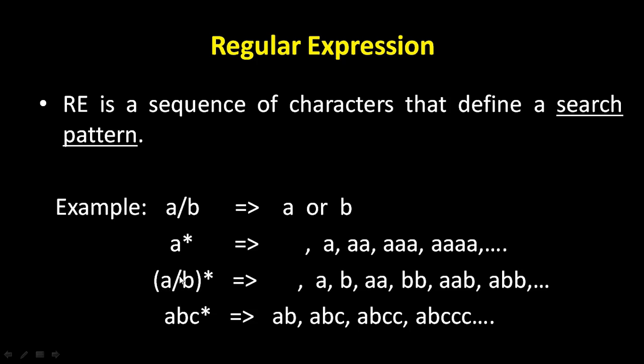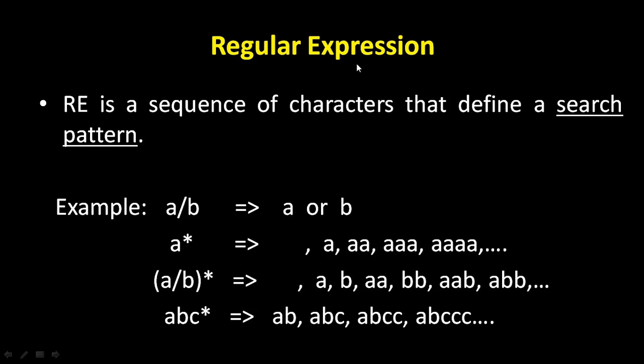Third one is (A|B) whole star. The identifier may contain no values, or A or B, or a combination of A and B. Next regular expression pattern is A B C star. So the first 2 letters should be A B. Then C may come 0 times, 1 time or any number of times. So the regular expression shows the format of the particular identifier.